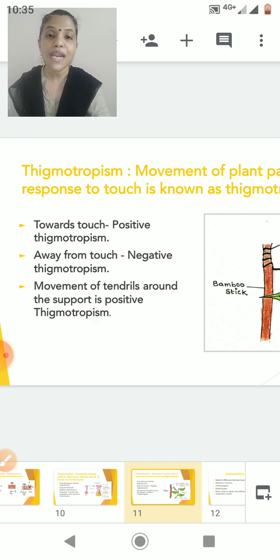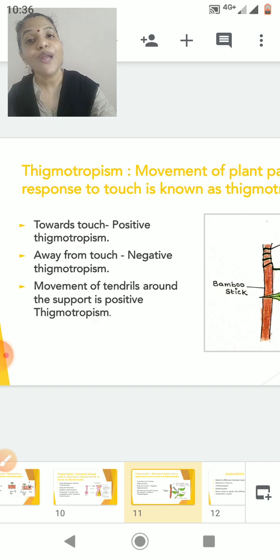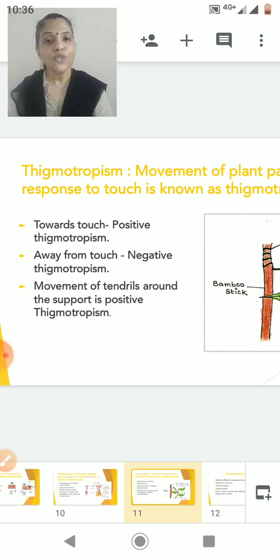So movement of tendrils around a support is positive chemotropism, which you see in case of the money plant in your house. The money plant coils over the grill of your balcony. So here the grill of the balcony is a support. There it is coiling because there is a contact. The contact is nothing but touch. So that will be chemotropism.